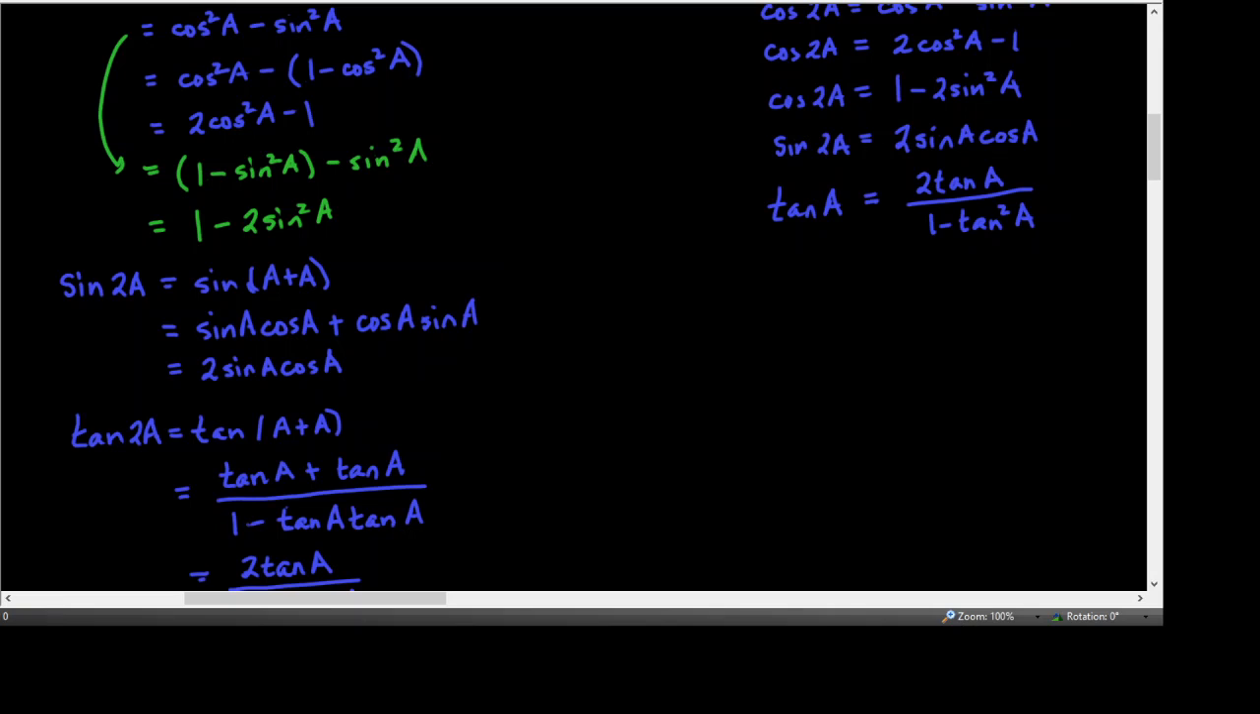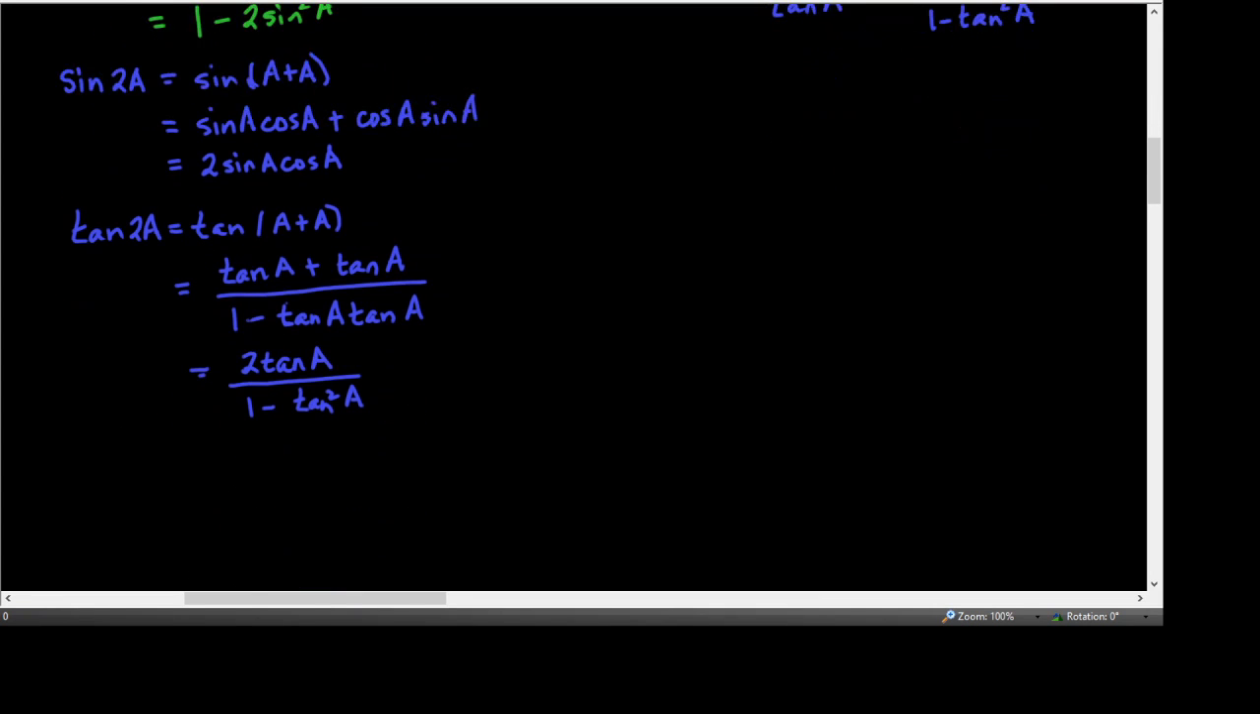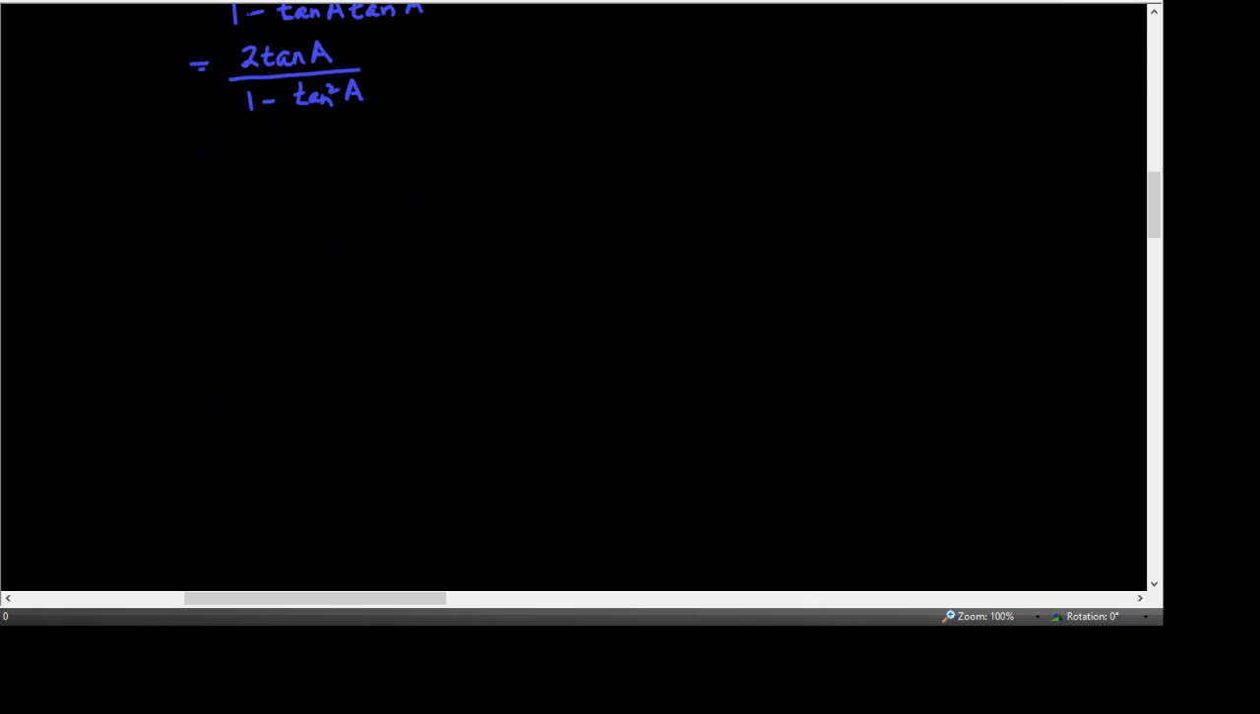Okay, so let's see what types of things we can now work on. Our first example, we're given that cosine of theta is equal to 3/5, and we're told that sine of theta is negative, and we're supposed to find several things. I'll list them out: sine of 2 theta, cosine of 2 theta, and tangent of 2 theta.